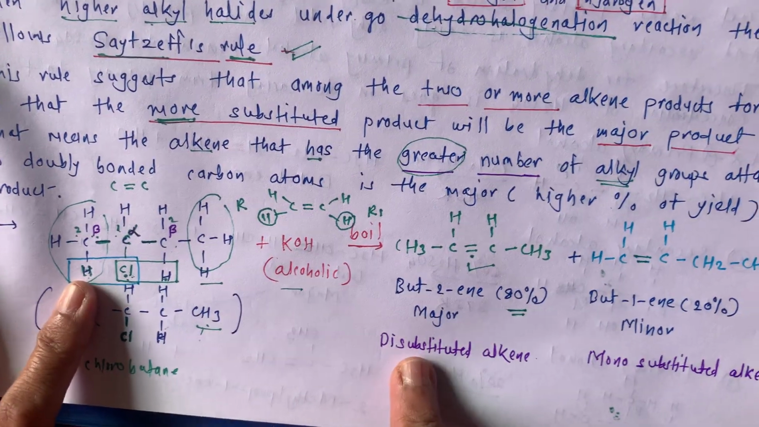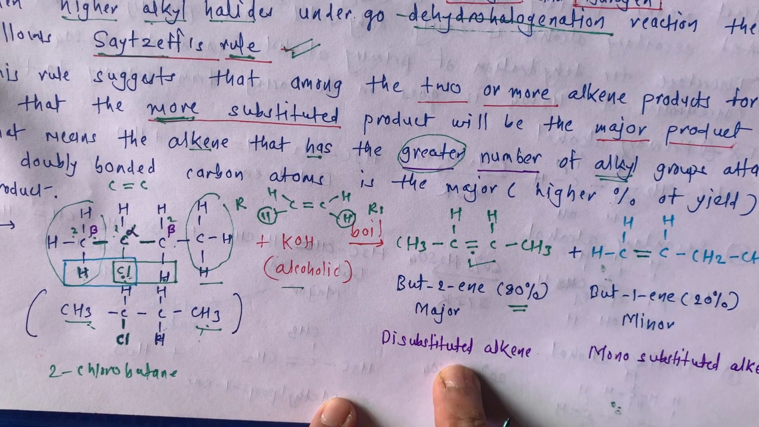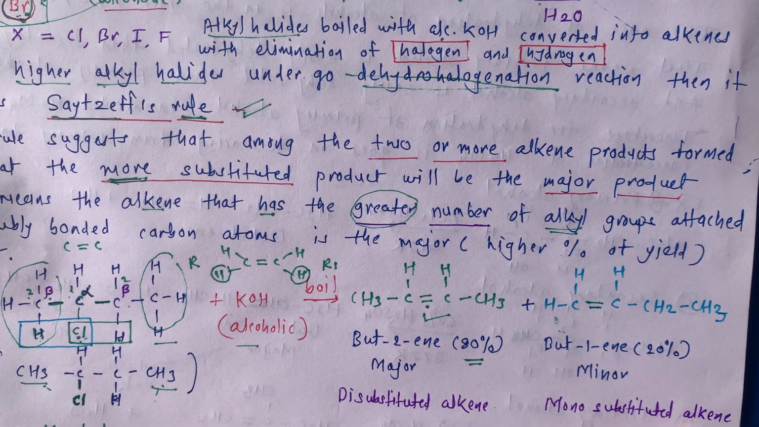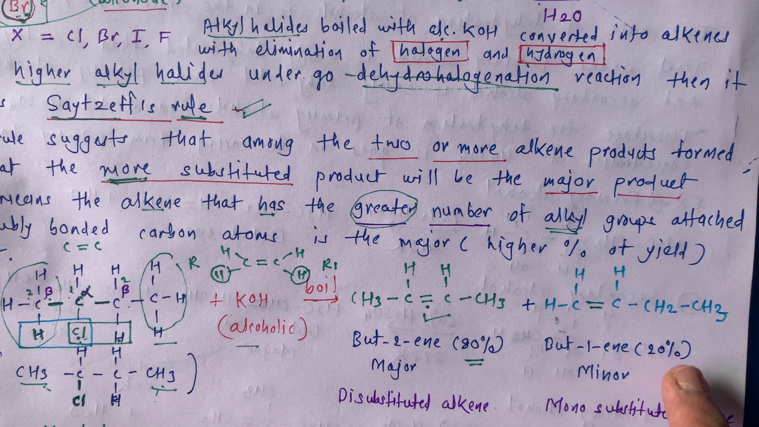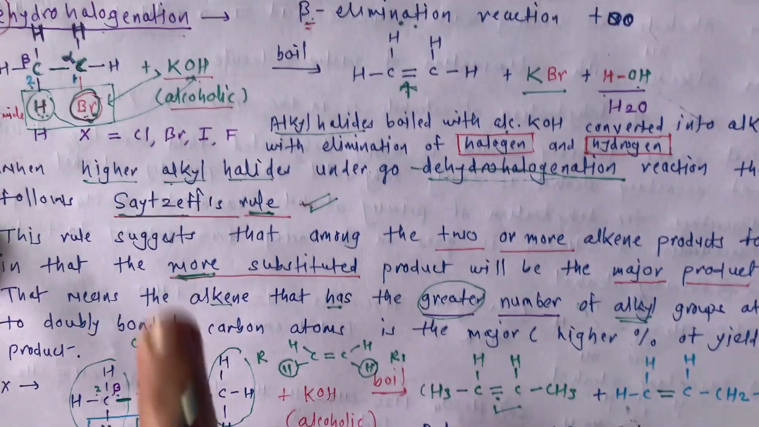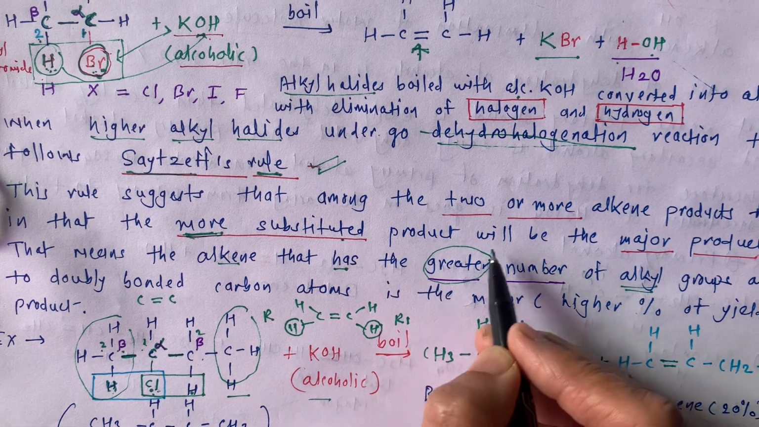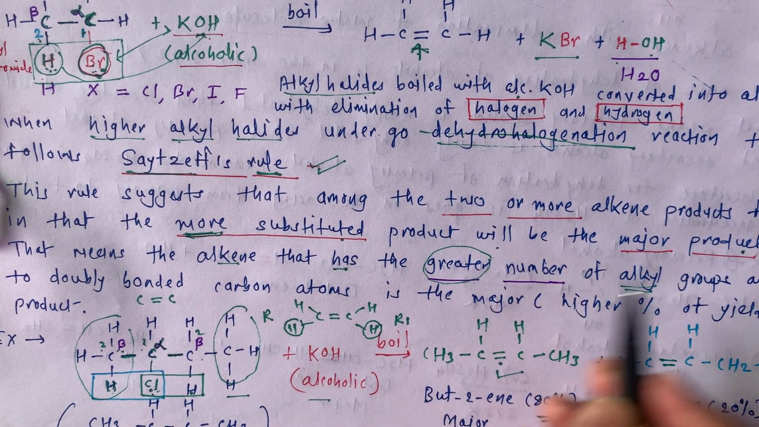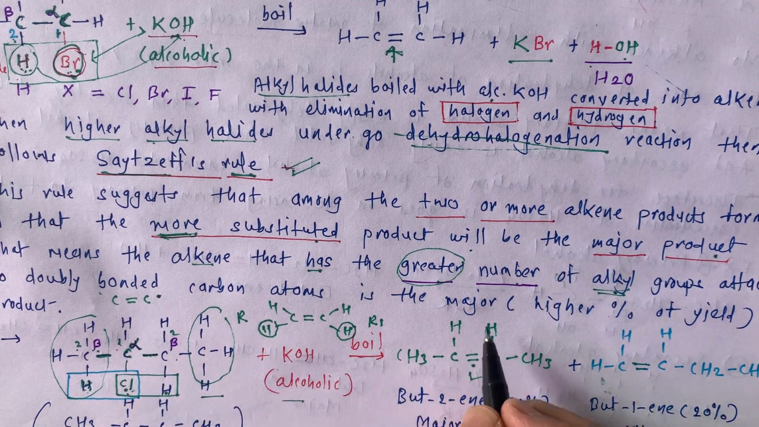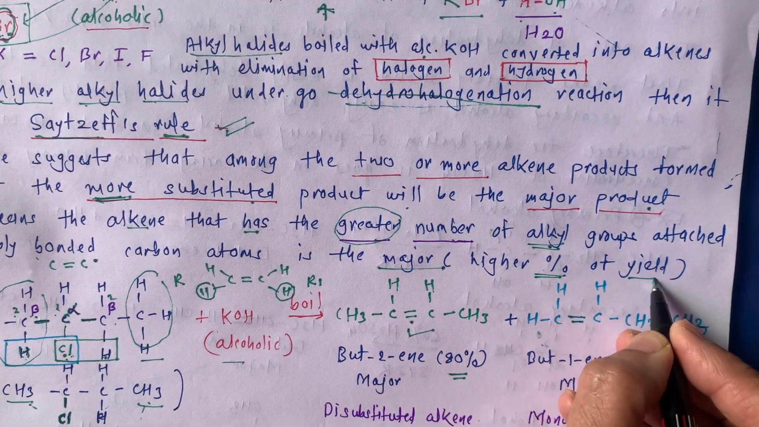Okay, and see, this alkene is now di-substituted, two alkyl groups, while here there is only one alkyl group, so this is mono-substituted. The mono-substituted alkene is the minor product, while the di-substituted alkene is the major product according to Saytzeff's rule. What is that? The more substituted product will be the major product, or the greater number of alkyl groups attached to the doubly bonded carbon atoms gives the major product, meaning higher percentage of yield.